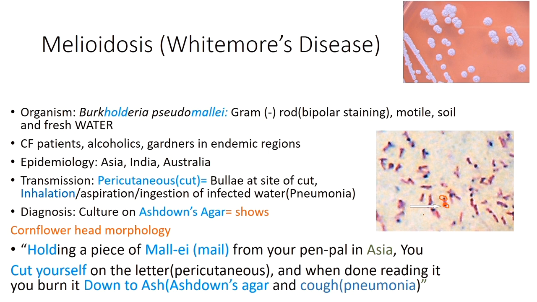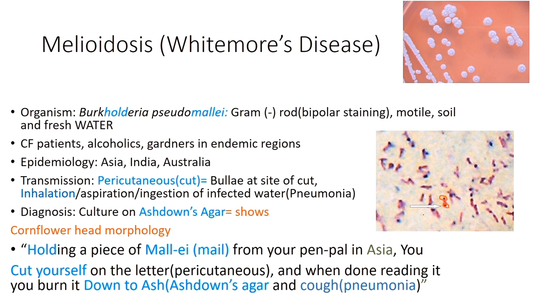So the way I remember this is this little mnemonic I made up. So when you're holding, so Burkholderia, a piece of mail, pseudomallei, from your pen pal in Asia, which is just one of the epidemiological places. So when they send you this mail, and they're from Asia, then you cut yourself on that letter, darn it, and that's percutaneous inoculation. And you read it, and when you're done, you burn it down to ash. So Ashdown's agar, which you grow Burkholderia pseudomallei. And then obviously from the smoke, when you're burning it down to ash, you cough a little bit. So don't forget that this causes pneumonia.